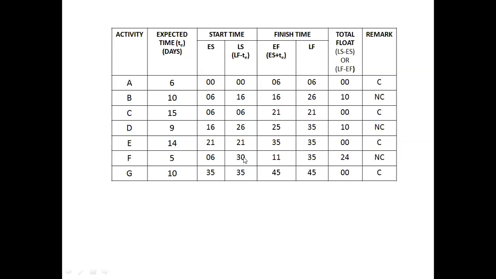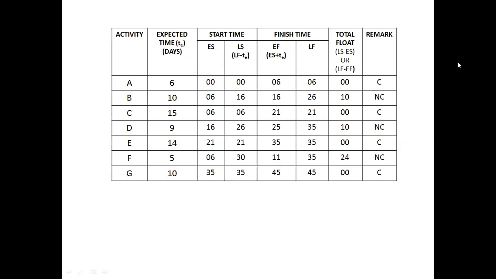For F, 30 minus 6 is equal to 24. And similarly, 35 minus 11 is also 24. And last, activity G, 35 minus 35 is 0, 0. And 45 minus 45 is 0, 0. Like that, you have calculated the total float for all the activities. And based on the total float, we will identify the critical and non-critical activities in the given project.